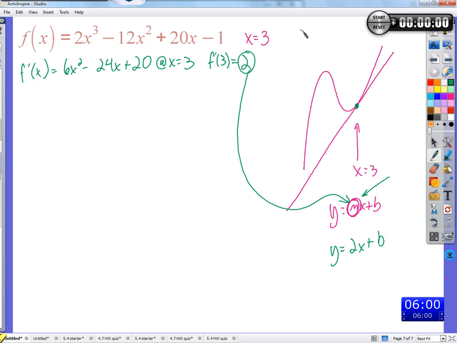So this point, we can say f of 3 is 5, so that we know which function we put the 3 into and what 5 came out of. So 5 equals 2 times 3 plus b. So b equals negative 1. So y equals 2x minus 1.